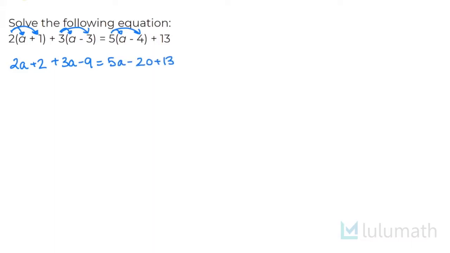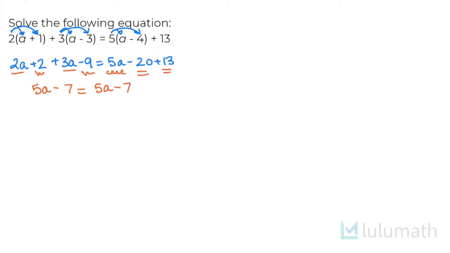Now I'm going to combine my like terms. So 2a and 3a go together, so I get 5a. 2 and negative 9 go together, so I get negative 7. And then on the other side, I have this 5a and nothing is like it, so I'm going to copy that down. And then I have negative 20 and 13, and when I put those two together, I get negative 7.